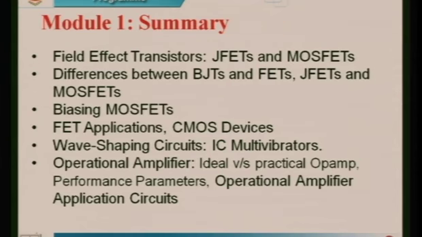In this entire module, which spanned around 7 sessions, we started with FETs, the field effect transistors. We did JFETs, the junction field effect transistors, and then MOSFETs, the metal oxide semiconductor FETs. We compared BJTs and FETs to start with, and then we also compared JFETs with MOSFETs. We then went on to see how we can bias these, especially the JFETs, biasing the FETs basically.